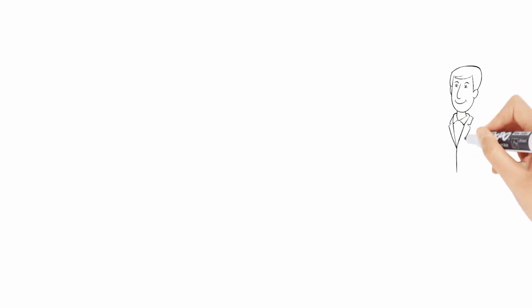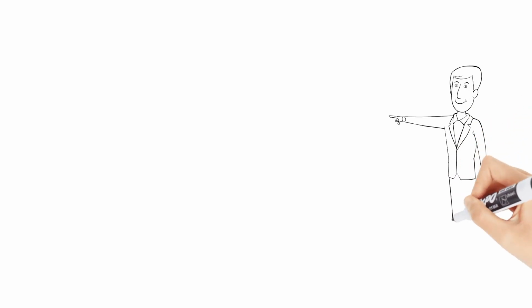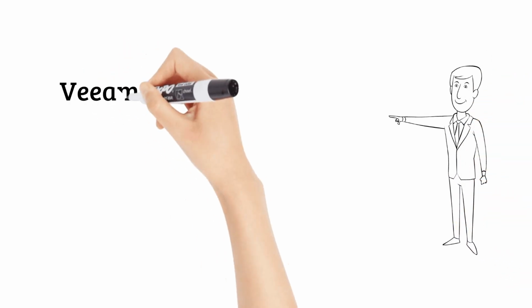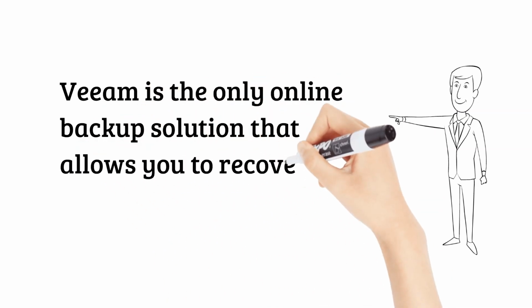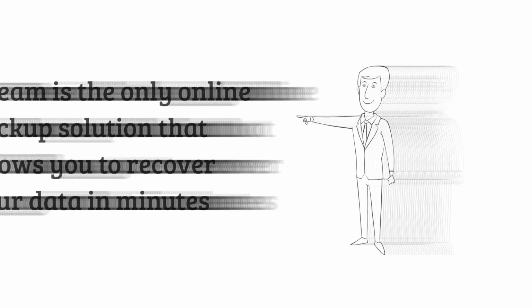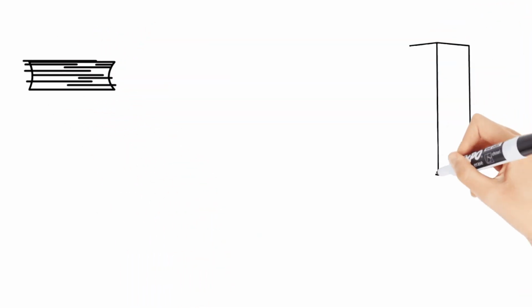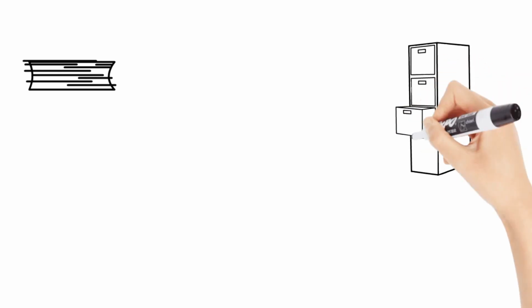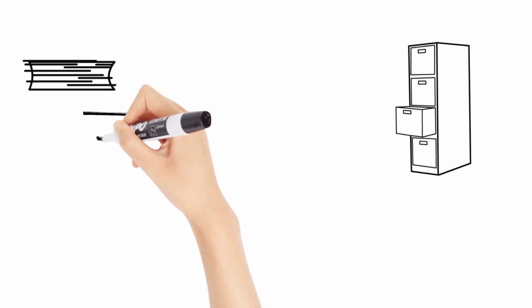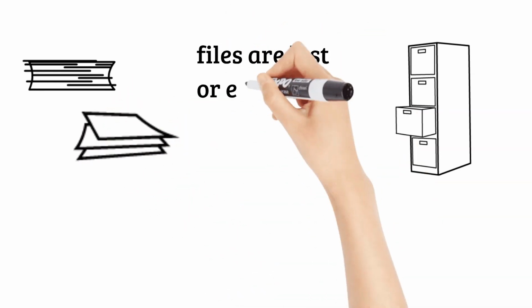With most cloud backup solutions, it takes too much time to recover your data when you need it most. Veeam is the only online backup solution that allows you to recover your data in minutes. Veeam's Instant VM Recovery enables you to instantly restore a virtual machine, VM, from compressed and deduplicated backups on your local storage or AWS, and run it directly from the cloud. No matter what happens to the VM, whether the host is down, files are lost or even deleted, you can always recover your data within minutes.